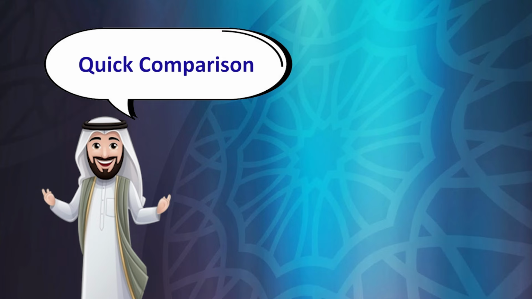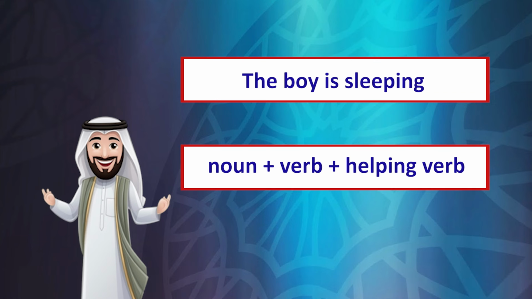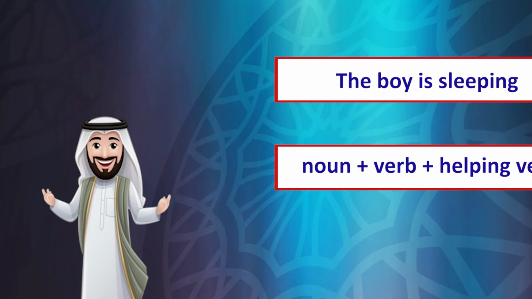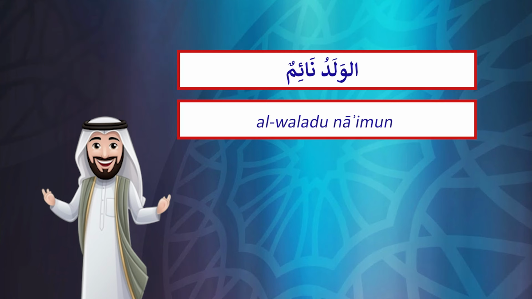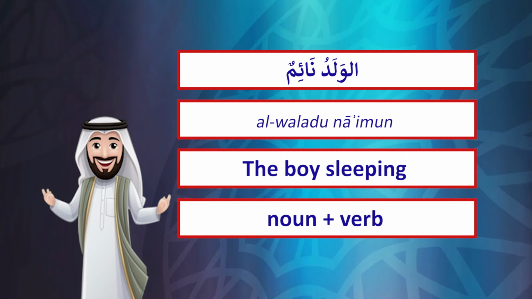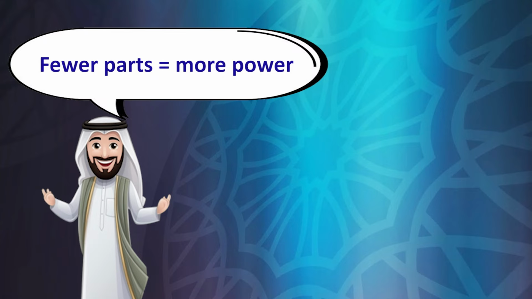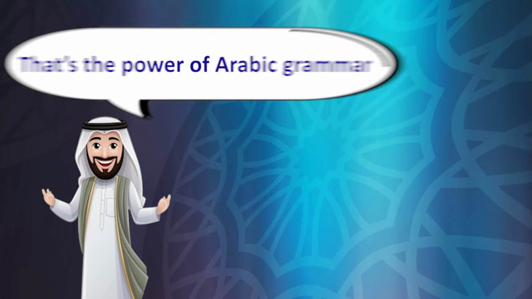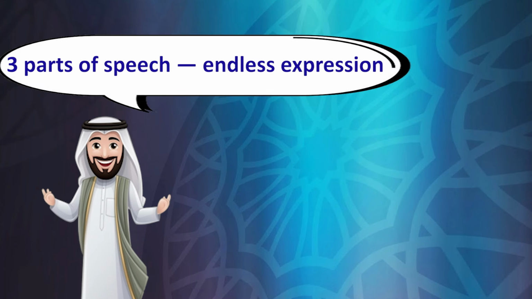Quick comparison. While English says, the boy is sleeping, noun plus verb plus helping verb, Arabic just says, الولد نائم, the boy sleeping, noun plus verb. Fewer parts equals more power. That's the power of Arabic grammar. 3 parts of speech, endless expression.